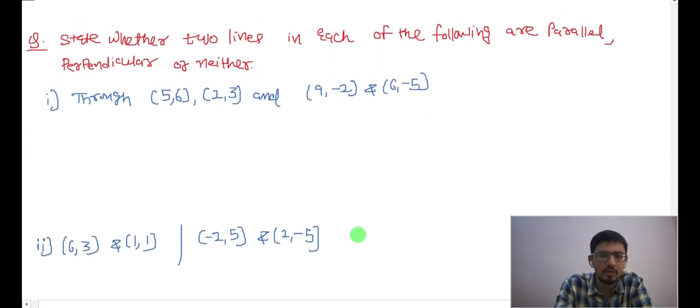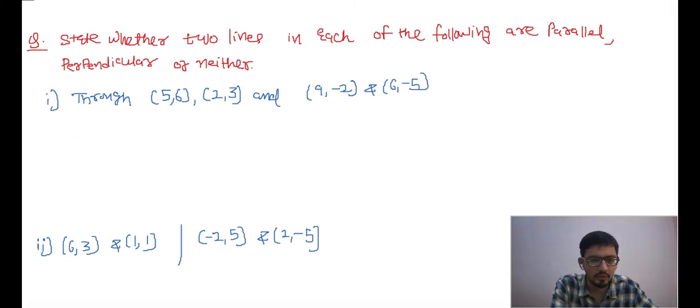Now see the next question, number 3. Question number 3, what are they telling? State whether the two lines in each of the following are parallel, perpendicular, or neither. So already we discussed about this thing. Already I told if two lines are parallel, slope will be equal. If two lines are perpendicular, product of slope will be -1. And if none of these conditions is satisfied, that means it is neither perpendicular nor parallel. Okay, so here two lines are given as we can see.